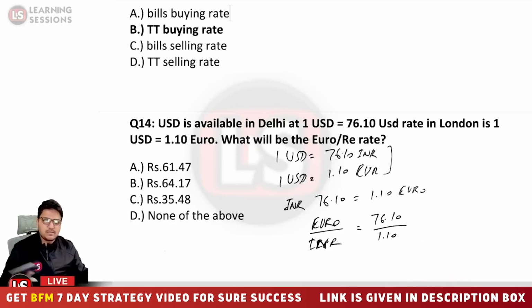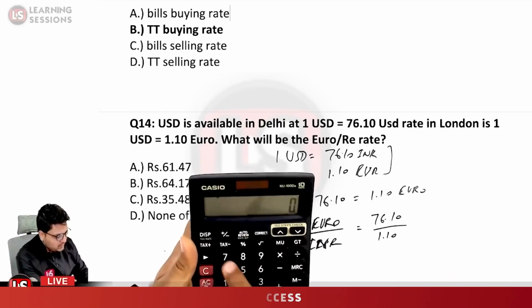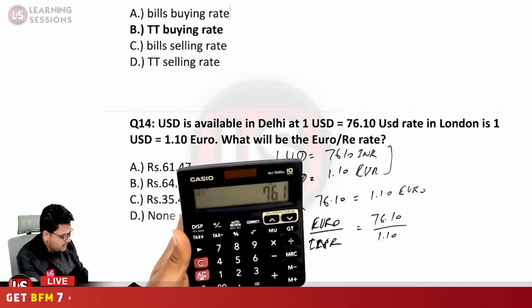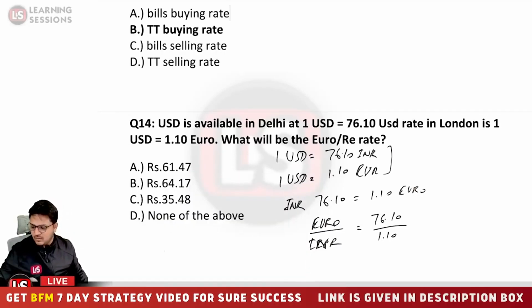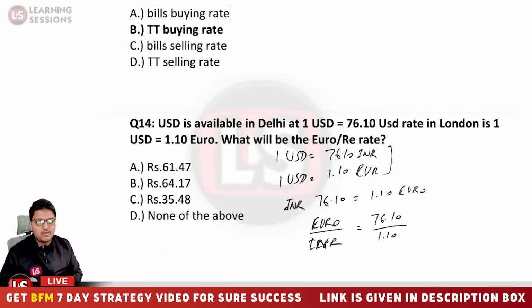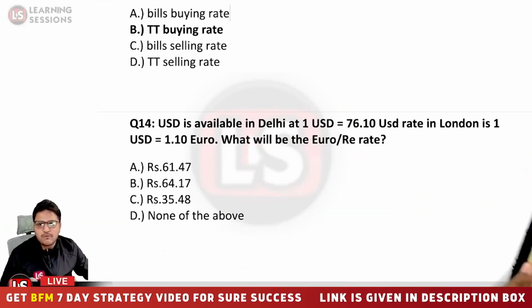So what would be the answer? 76.1 divided by 1.1 is equal to 69.18. So none of the above, that is, option D over here is the right answer. So Nisha Vasti has answered correctly at the earliest. Question number 14, option D is the right answer.